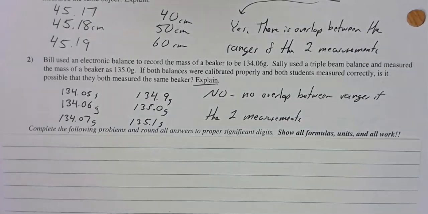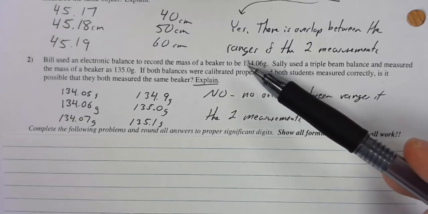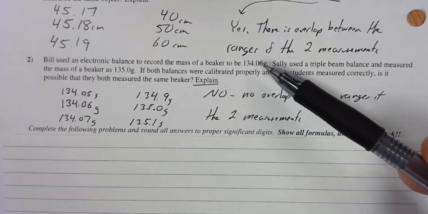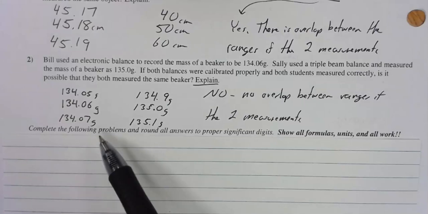Same situation, but we're using an electronic balance. It says Bill uses the balance to record the mass of a beaker to be 134.06. Sally uses a balance and determines it's 135.0. Both were calibrated properly and they measured correctly. So is it possible they're the same beaker? So what I did was I took 134.06 and I found out what my uncertainty is. My last digit is estimated, so it could really be 134.06, or it could be 134.05 or 134.07. So I have that over here.